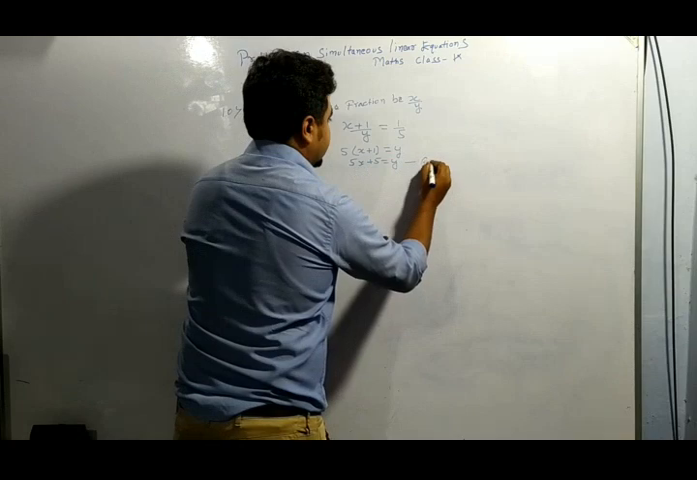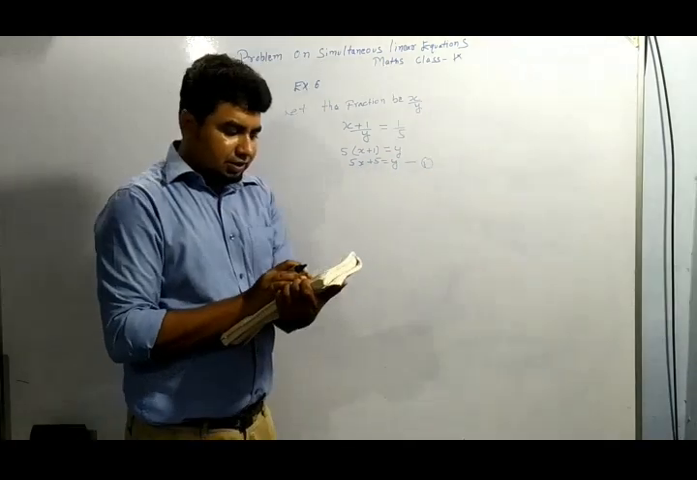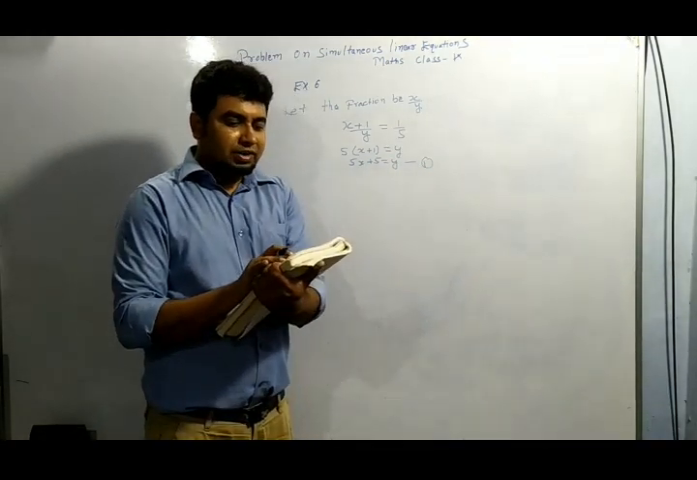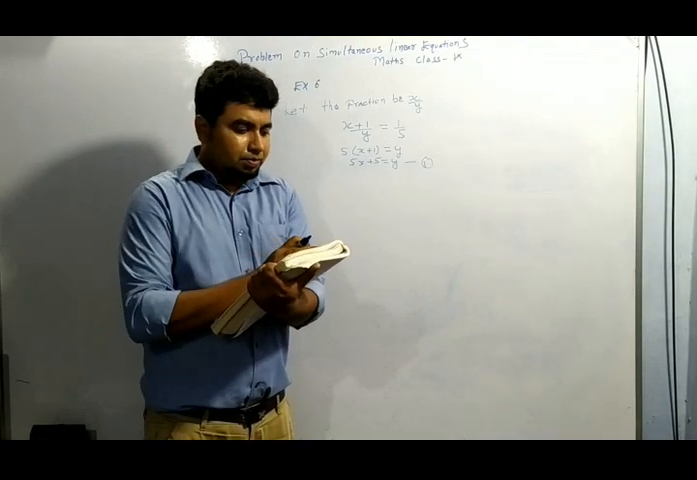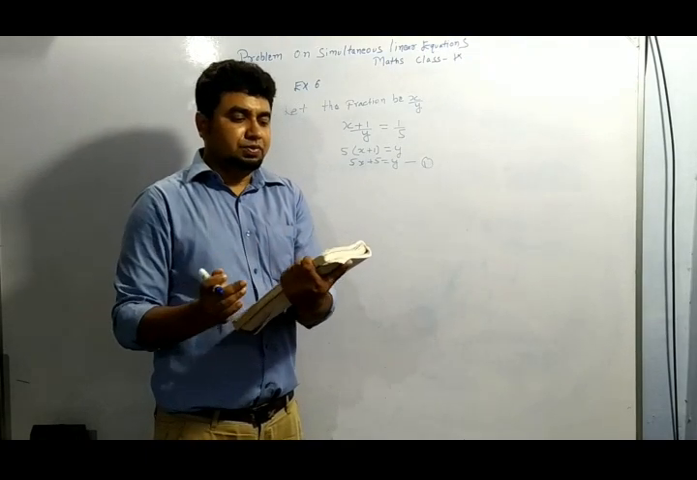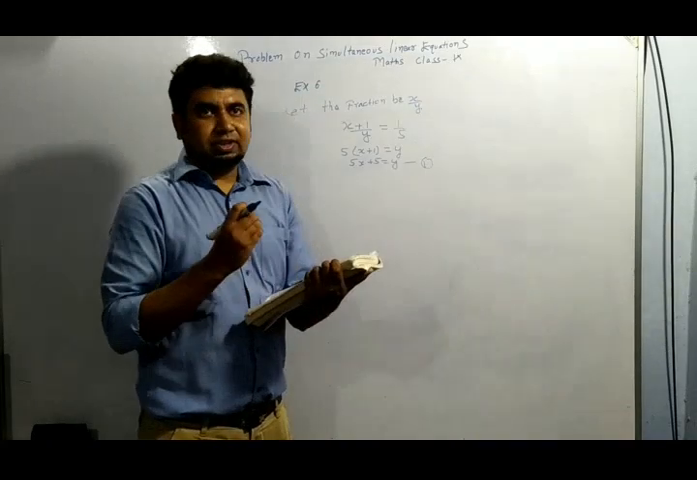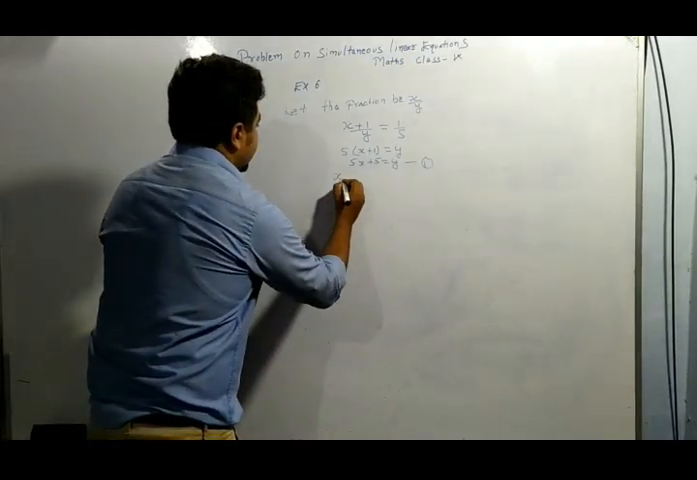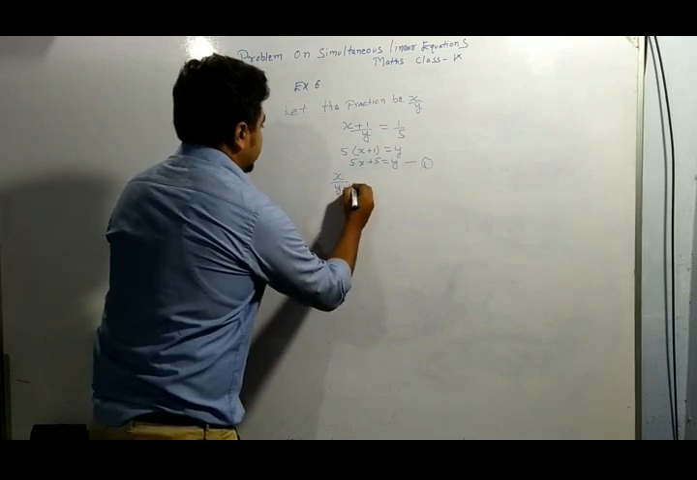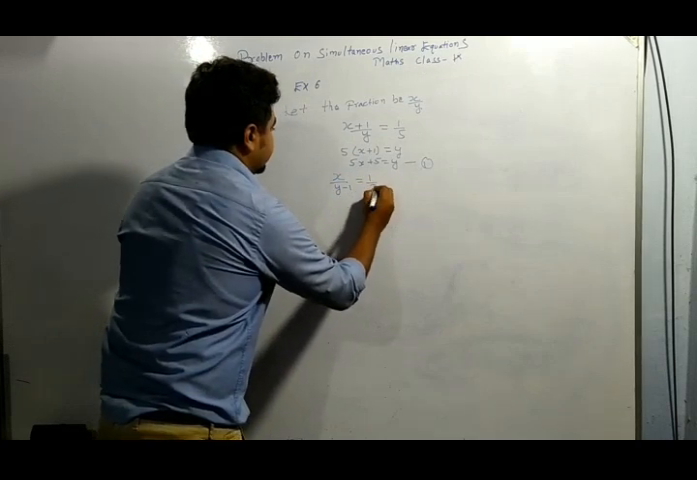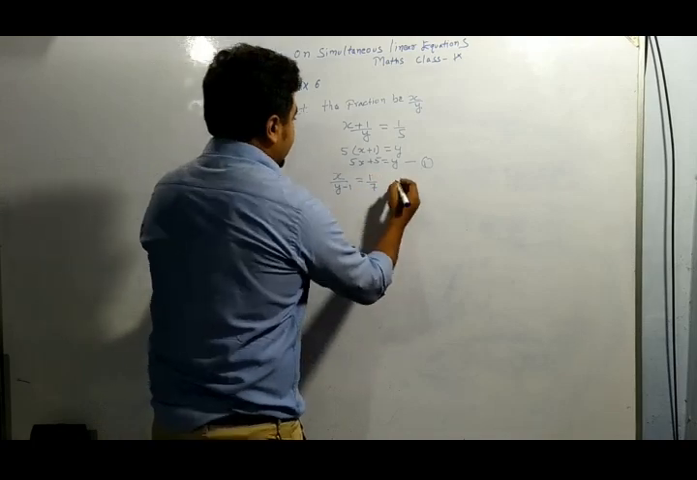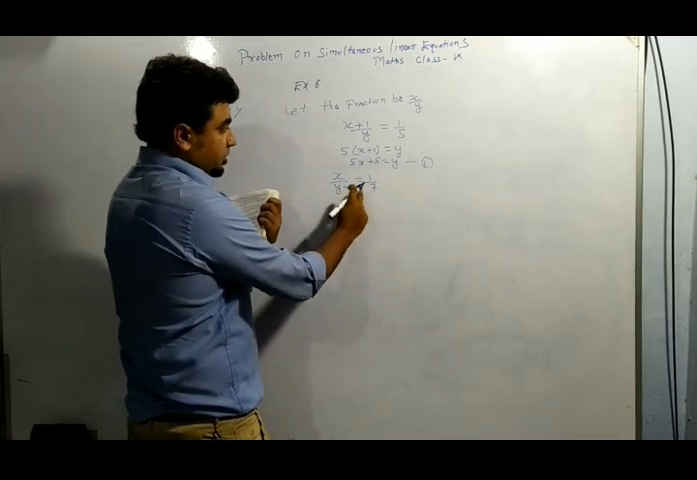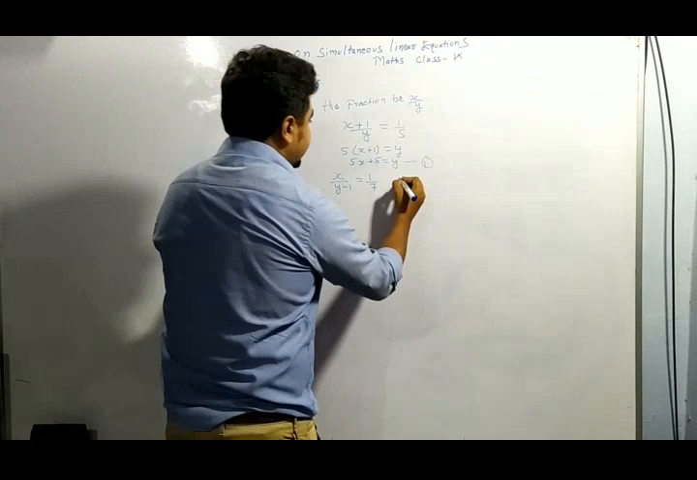I am writing here first. Now the second equation that we can get from here: if 1 is taken from the denominator, it becomes 1 by 7. 1 is taken from means subtract from the denominator. So we have x by y minus 1 is equal to 1 by 7. If 1 is subtracted from the denominator, now the fraction is becoming 1 by 7.